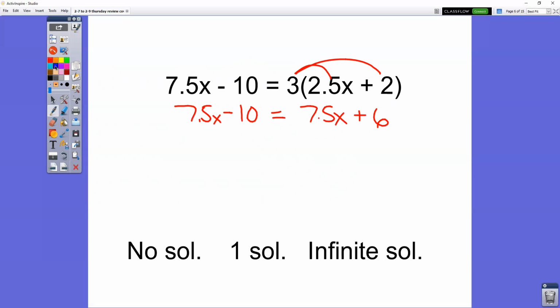Next thing that we want to do is combining like terms. I don't have letters on the same side of the equal sign. I don't have plain numbers on the same side of the equal sign. I don't have combining like terms, so I'm going to go right into variables on both sides.